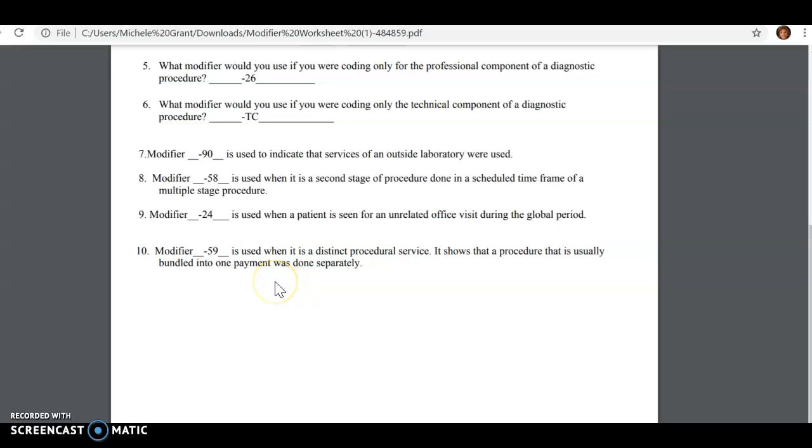Modifier 59 is number 10. Everybody did pretty well with that one. I can tell you one thing, a lot of times with insurance companies, it's overused. So yes, you can use 59. To me, 59 is when you're trying to get both procedures paid for at 100%. So instead of using a 51, you're trying to get full payment on each. So they'll put a modifier 59 on it.